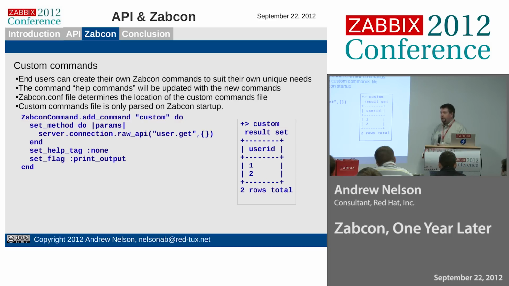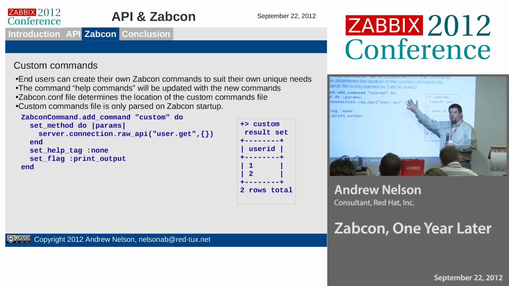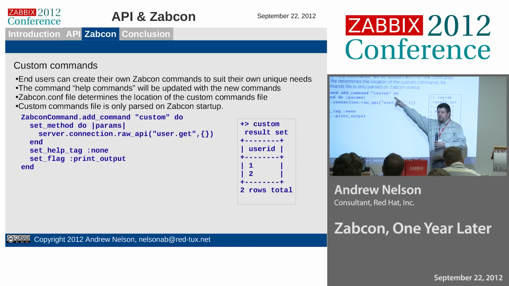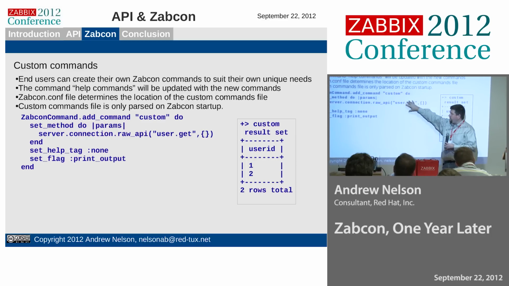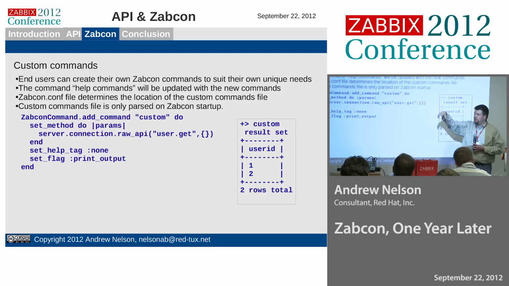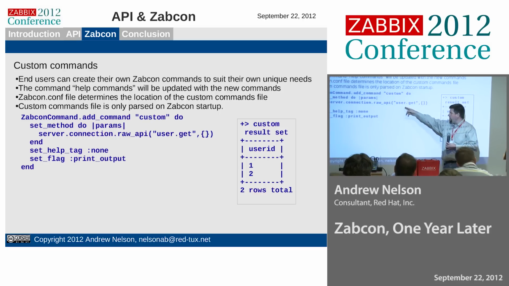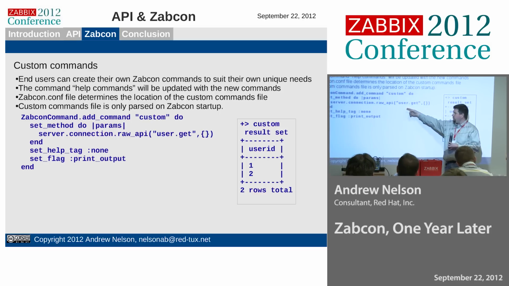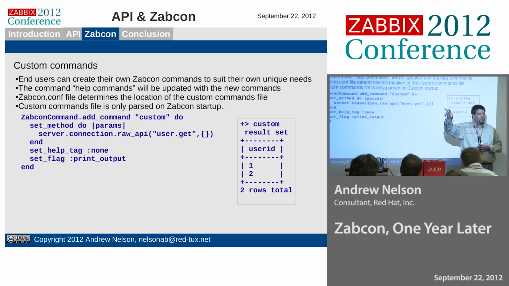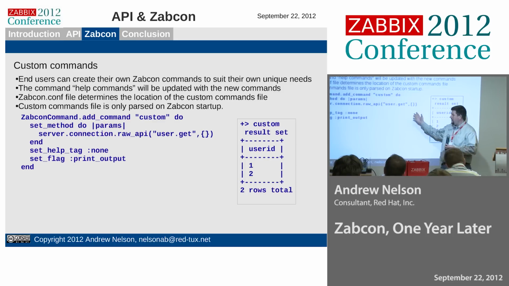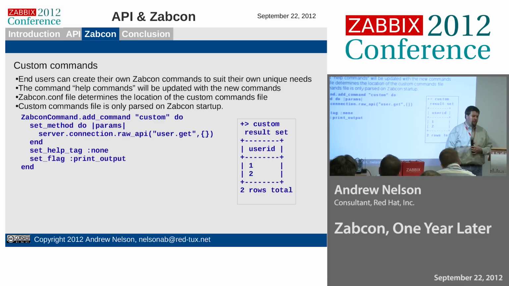Custom commands I was talking about. Here's how we develop a custom command. We say we're going to add a new custom command, and give it the command name of custom. We're now going to set the method for it. We're going to receive our parameters from Zabcon, modify those, and then do what we want with them. In this case, we're just going to connect to the server, issue a raw API call to the server, using user.get with no parameters, and then we're just going to return the results.